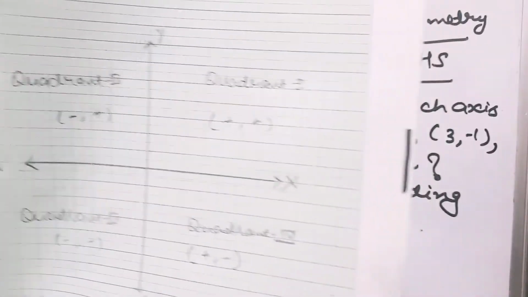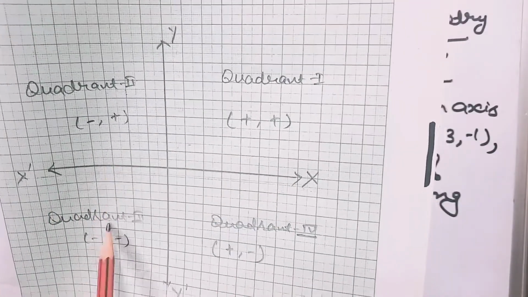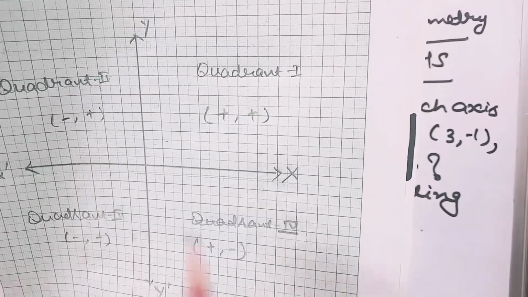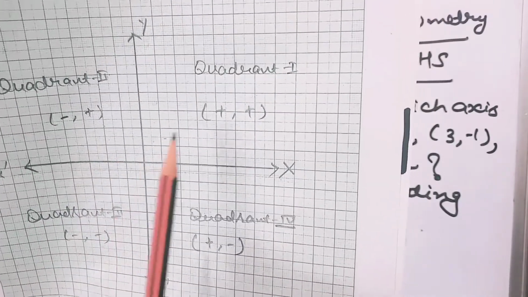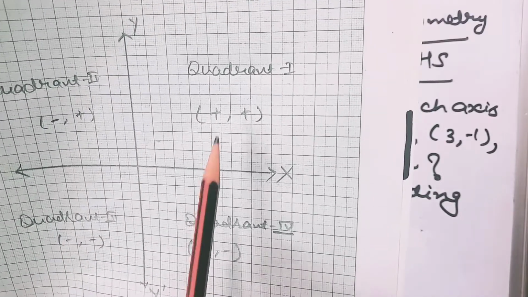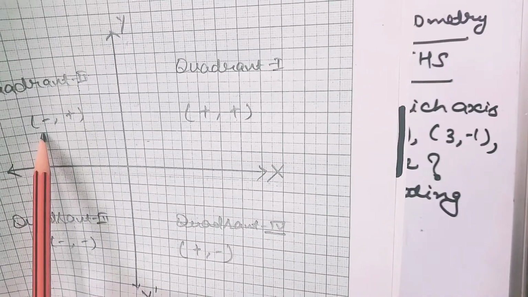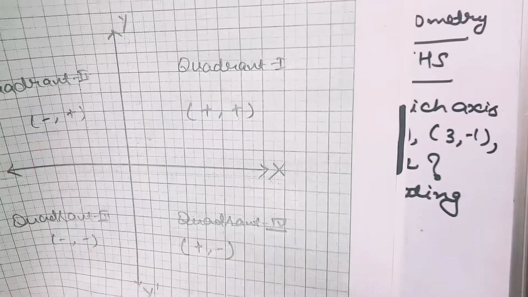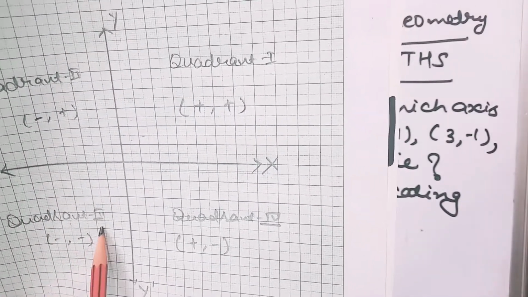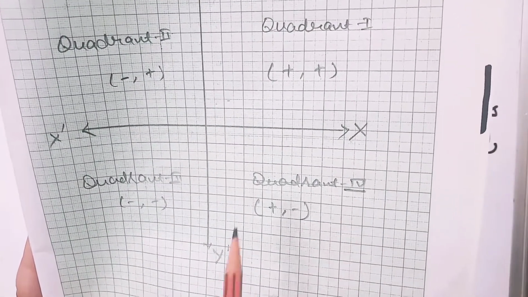What are quadrants? Now see, this is the Cartesian plane and these four parts are called quadrants: first quadrant, second quadrant, third quadrant and fourth quadrant. So now you will see here the signs of these quadrants. What are the signs of coordinates in the first quadrant, in the second quadrant, in the third quadrant, and in the fourth quadrant?